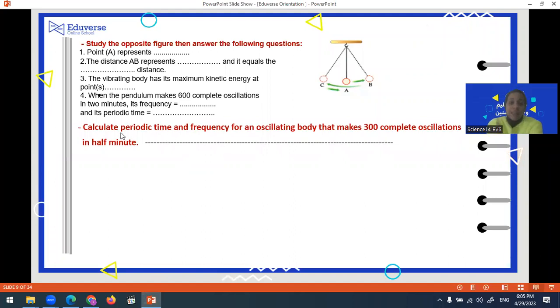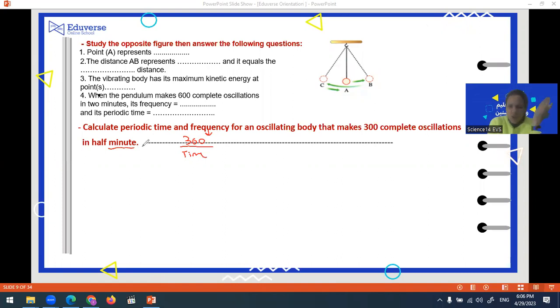Another problem. Calculate periodic time and frequency for an oscillating body that makes 300 complete oscillations in half a minute. So let's solve it together. Calculate periodic time and frequency. What do you think? Let's do, for example, first the frequency. What is frequency? It's number. So I will put the number up. It's the number of complete oscillations over the time taken.